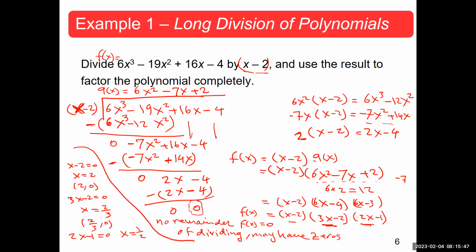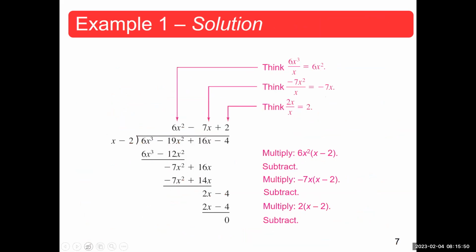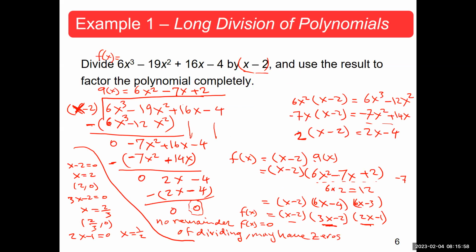What are the zeros? We'll write them down here. Zeros are (2, 0), (2/3, 0), and (1/2, 0). That's all our zeros. I write it down here, but still the zero is (1/2, 0). That's it.